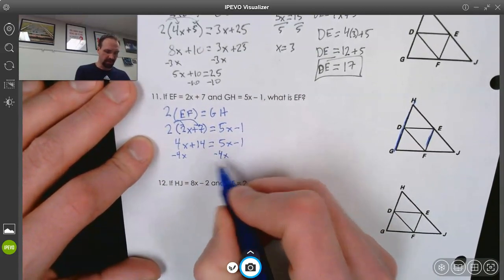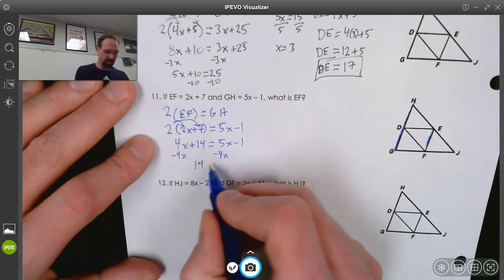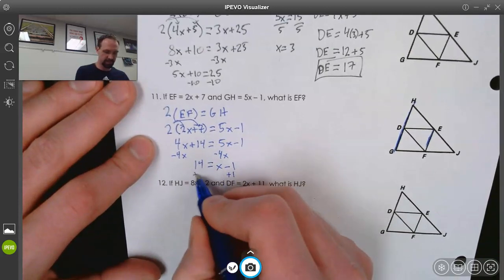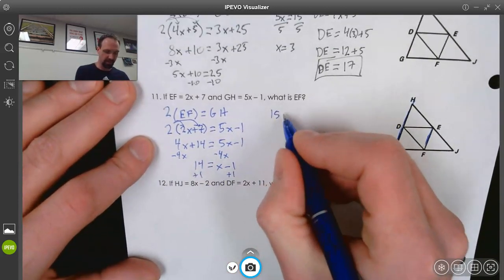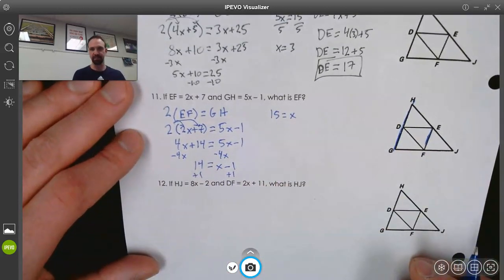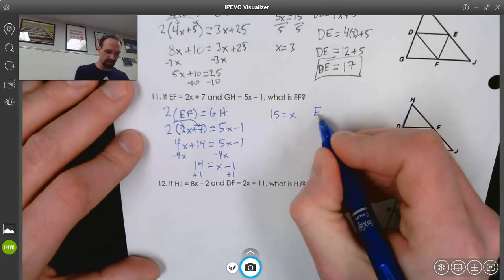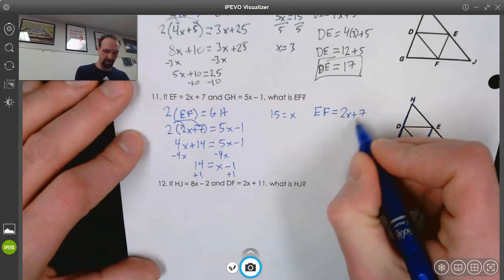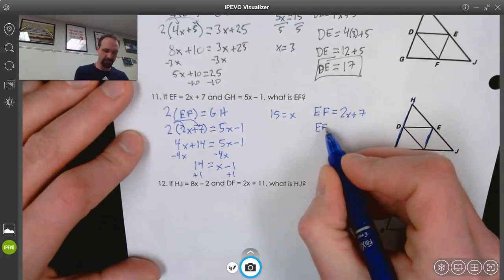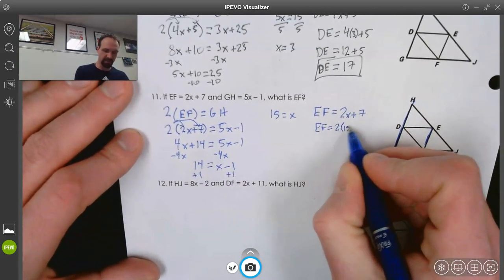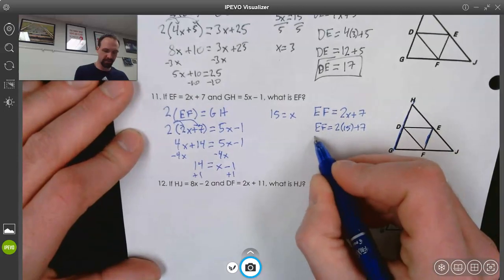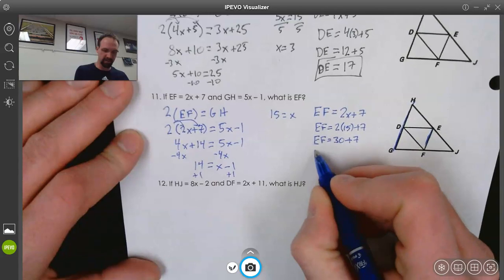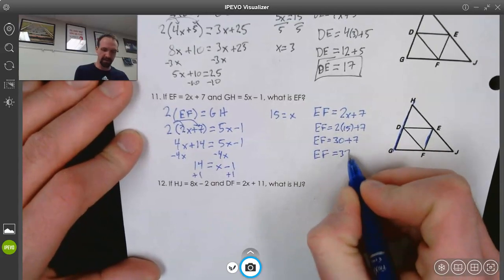I always subtract off the smaller of the two coefficients. That way I'm only working with positive numbers. So I have 15 equals x. Now let's find what EF is. EF is 2x plus 7. So that means 2 times 15 plus 7. That gives me 30 plus 7. So EF is 37.